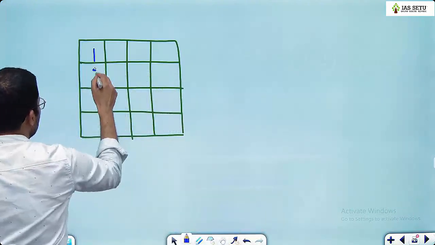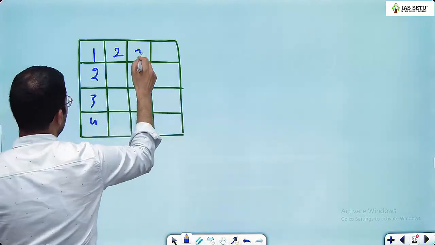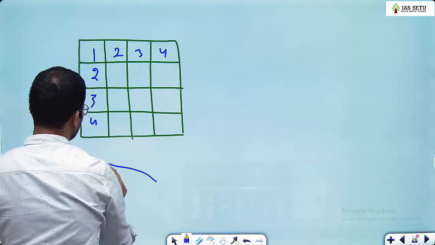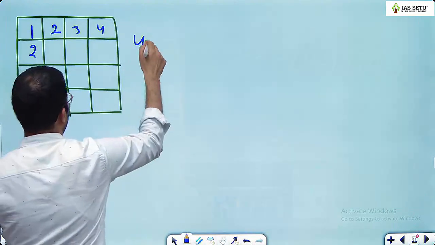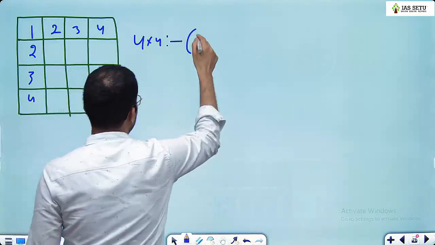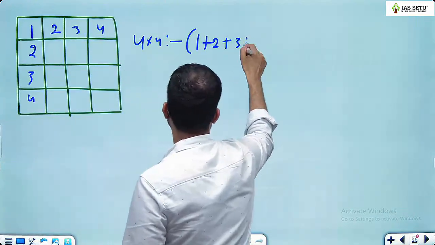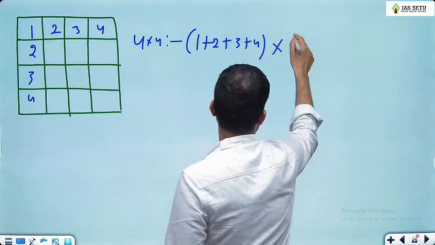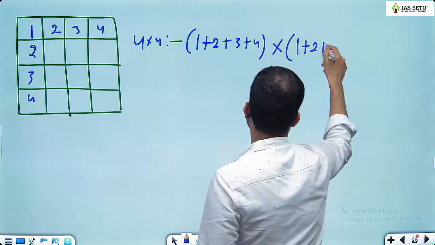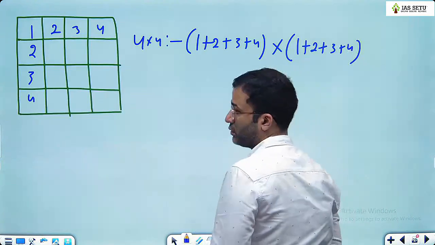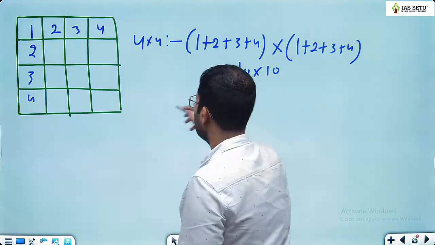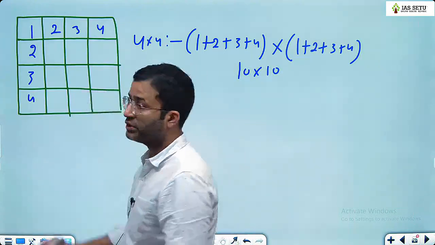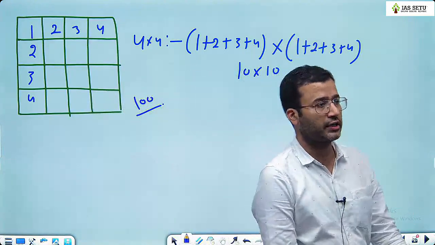Here this is 1, 2, 3, 4. So if this is a 4 by 4 figure, our short trick says bracket start 1 plus 2 plus 3 plus 4 bracket close. Second bracket start 1 plus 2 plus 3 plus 4. This is 10 into 10, 100. This given figure has 100 rectangles.